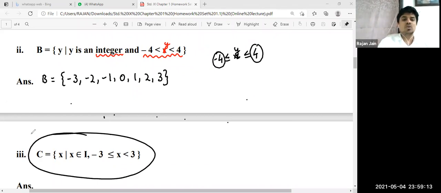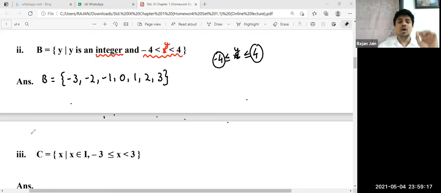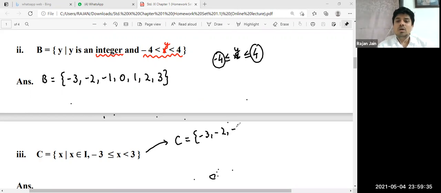Now look at this question. If I read the question how it is, C is a set of all x such that x belongs to integer. I stands for integer, and -3 less than equal to x less than 3. So like the previous question, which elements will come over here? C is a set of -3, -2, -1, 0, 1, 2, and close the bracket.